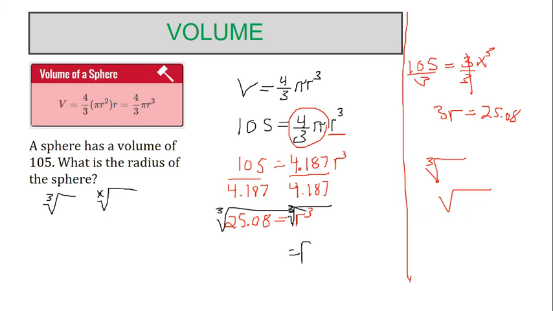Here I'm going to take the cube root of 25.08. I go to my calculator, and I have a cube root button already on there, so I just click it, and it tells me that it is about 2.93 units, whatever the units were for that radius and the volume here. Remember, you could also leave this more exact, simplifying by dividing both sides by 4/3 pi, and then rounding after you took the cube root.